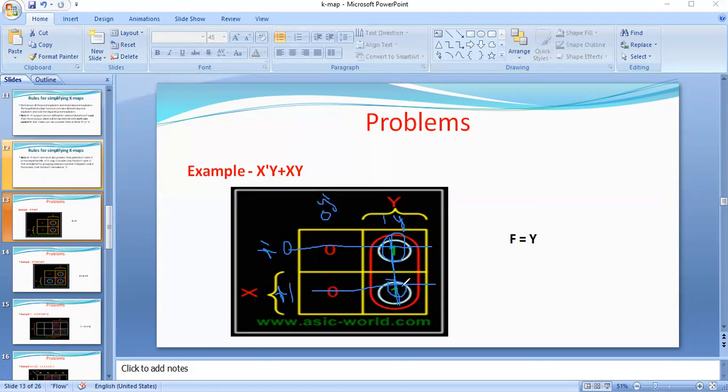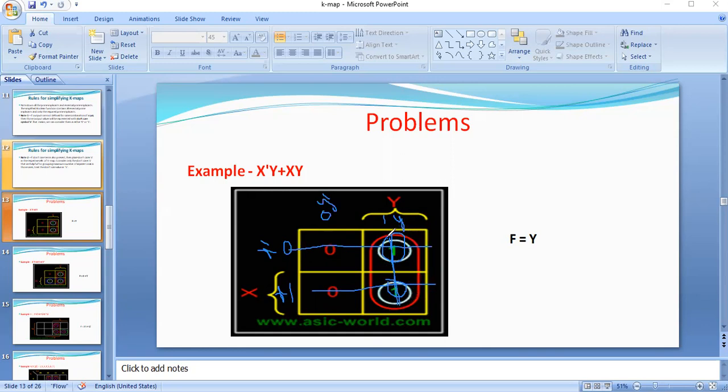Okay. So after placing ones, what is the next step? We have to group. How can we group? We can group in powers of 2: 2, 4, 8 or 16 cells. Is there any possibility of 16 cells? No. 8 cells? No. 4 cells? No, because only 2 cells are represented with 1. These 2 cells are adjacent, and we can group only adjacent cells.